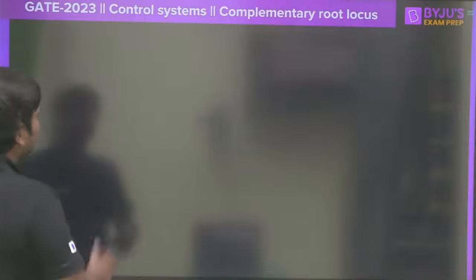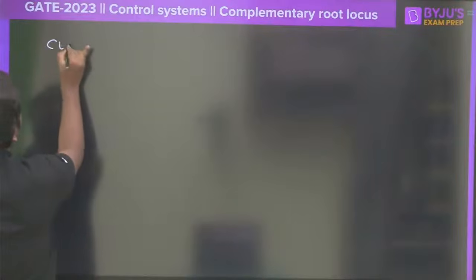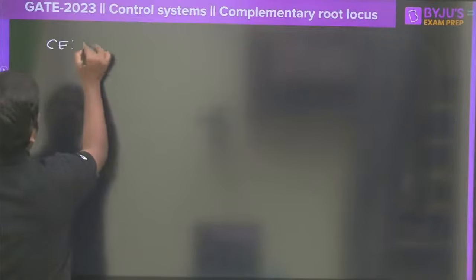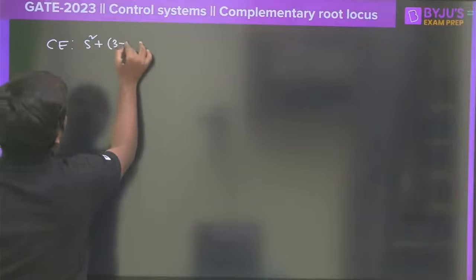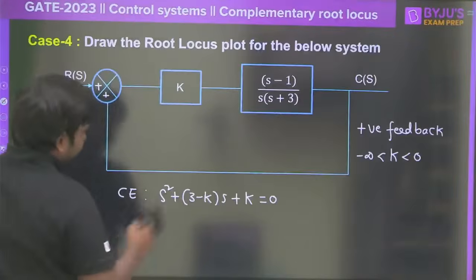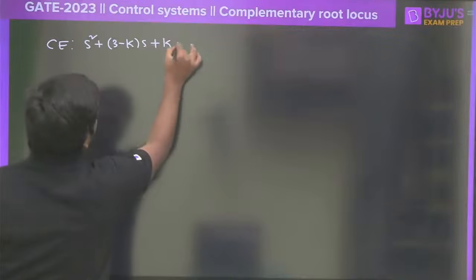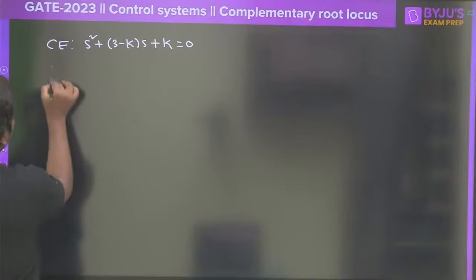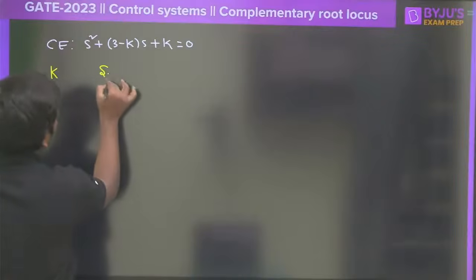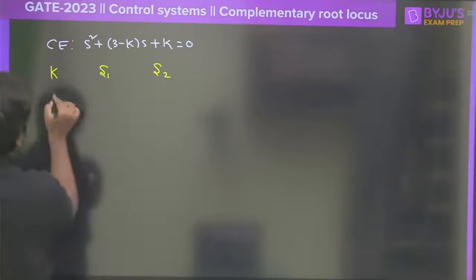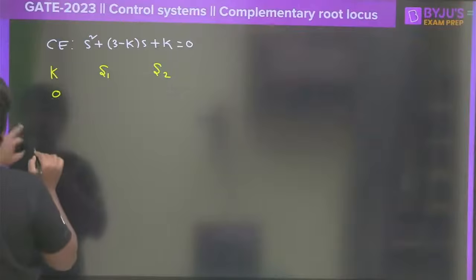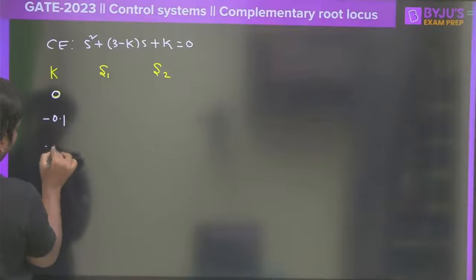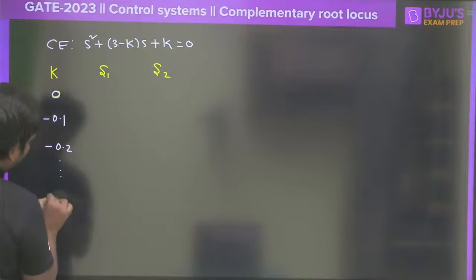Now moving ahead, if you take this characteristic equation, so many wonders will come. Please see, s square plus (3 minus k) whole into s plus k, this is equal to 0. Now again, think like an engineer. Don't memorize anything. Just look at what happens for k and the poles s1 and s2. Start changing the value of k from 0. Right now we intend to change the value of k in the negative zone, minus 0.1 and minus 0.2, and so on up to minus infinity.